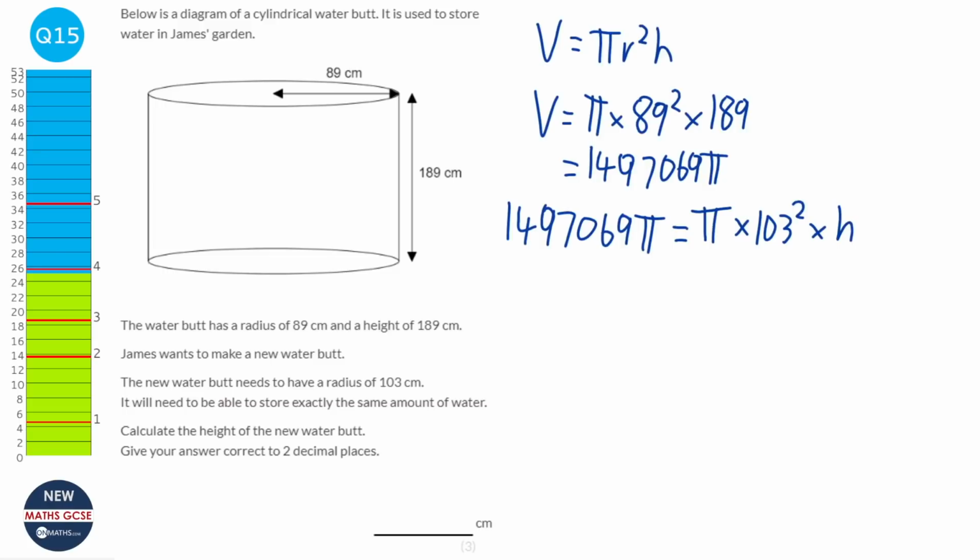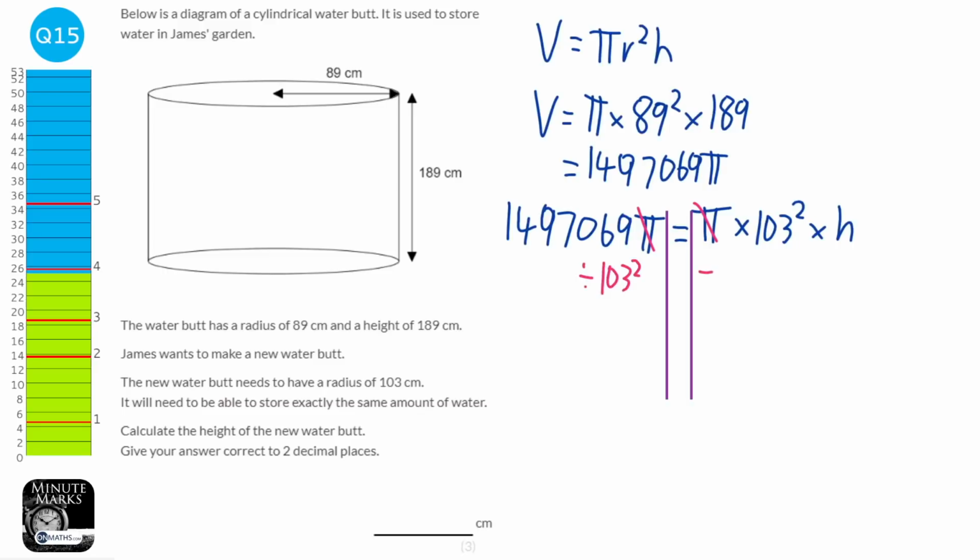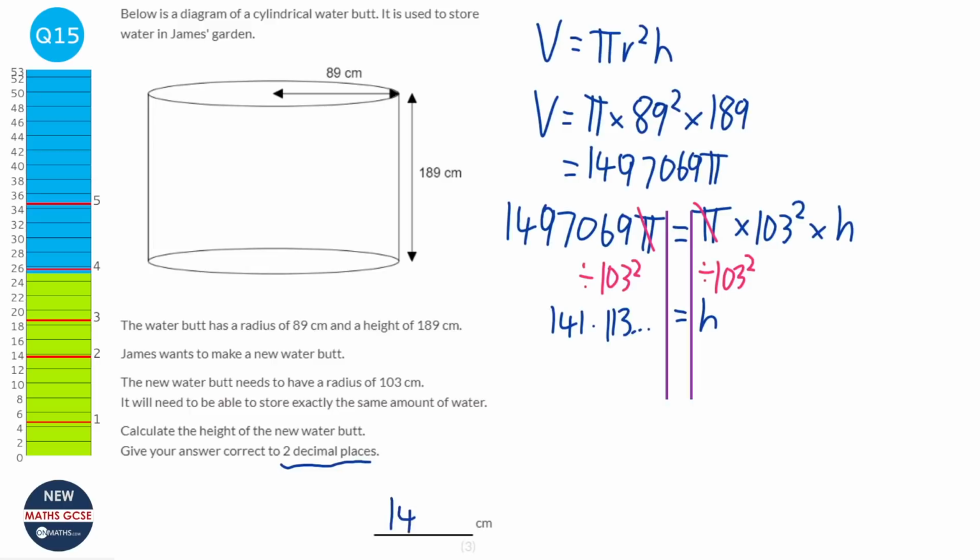Okay, so first thing we can do actually is just cross off the pi's from both sides. Actually, we don't really need them at all. And then we can get our solving lines in, and we can divide both sides by the 103 squared. And on the left hand side we get 141.113 blah blah blah, and on the right hand side we get h. So the height will be 141.113. It says it wants it to 2 decimal places, so that will be 141.11.